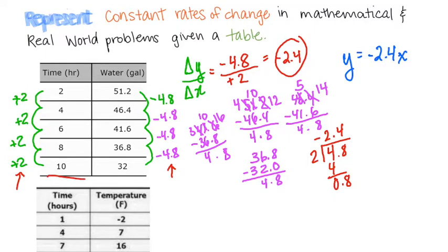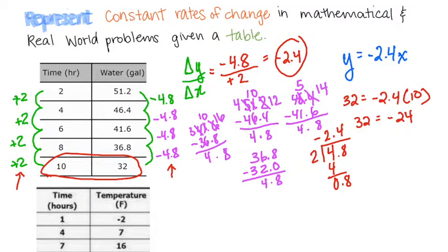If I were to plug in some of these values, I'm going to go ahead and plug in 32 for y and 10 for x. What I notice is that I don't have equal numbers on each side. So I know that these values don't work for the rule that I wrote. So I have to modify my rule.